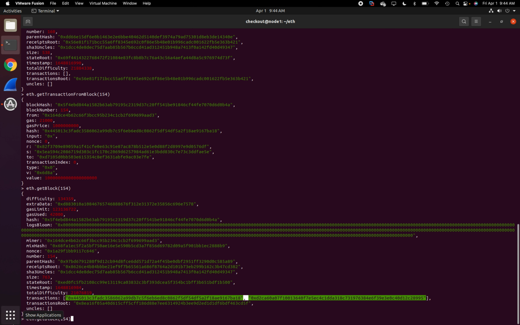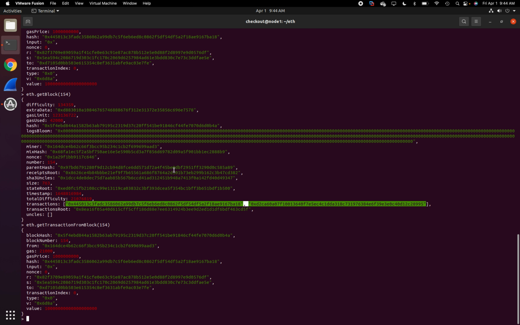Or we could just get the transaction by block number. So we can do get transaction from block number 154, or we can do get transaction and copy the hash string.